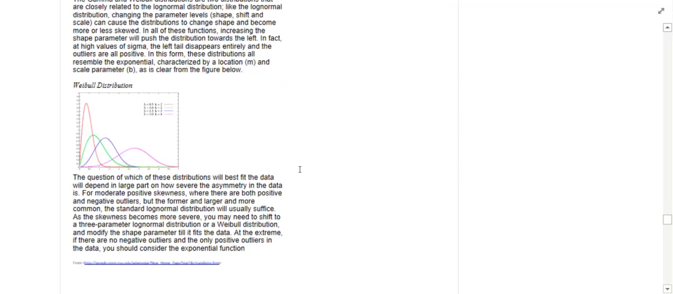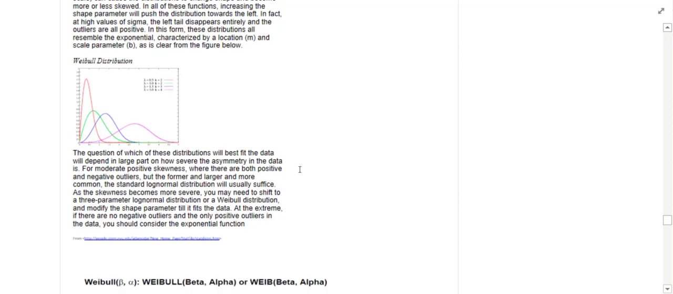So the question again of which of these distributions would best fit the data is of course dependent on how severe the asymmetry of the data is. In other words, how uniform is it from left to right? If I pick a mean value, does the left-hand side look like a mirror of the right-hand side? If not, then it's asymmetric.